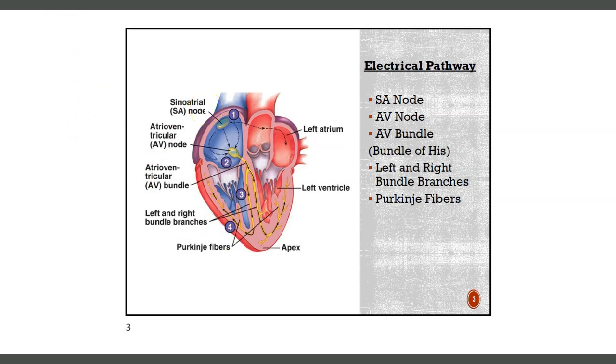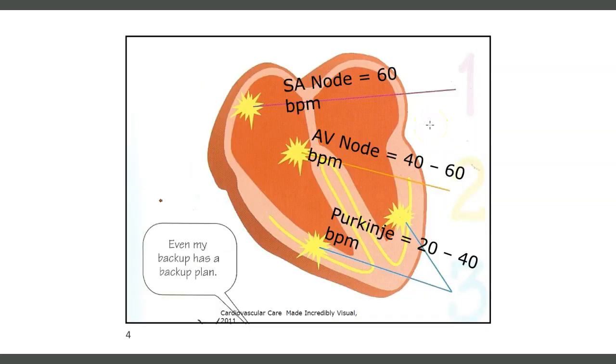Know that your heart's primary pacemaker is the SA node. So the SA node typically beats at 60 to 100 beats per minute. The AV node, on the other hand, beats about 40 to 60 per minute, and the Purkinje would beat 20 to 40 per minute. And again, like I said earlier, the primary pacemaker for your heart is the SA node.